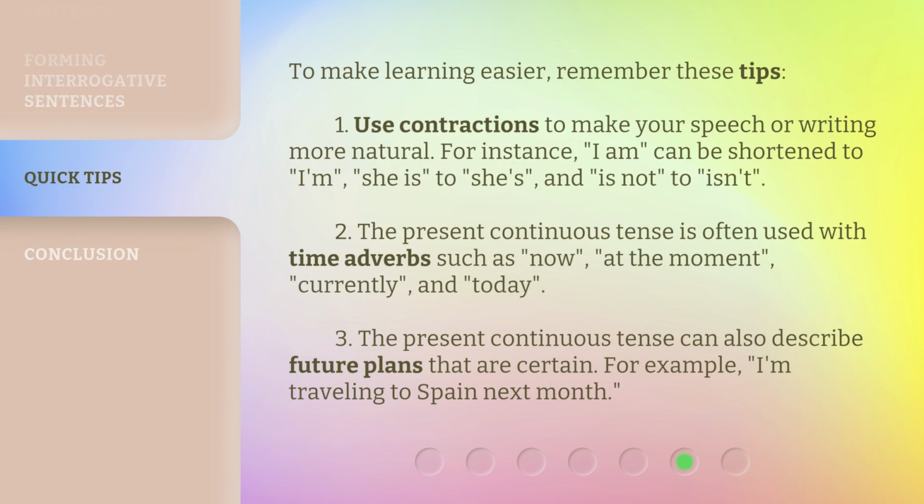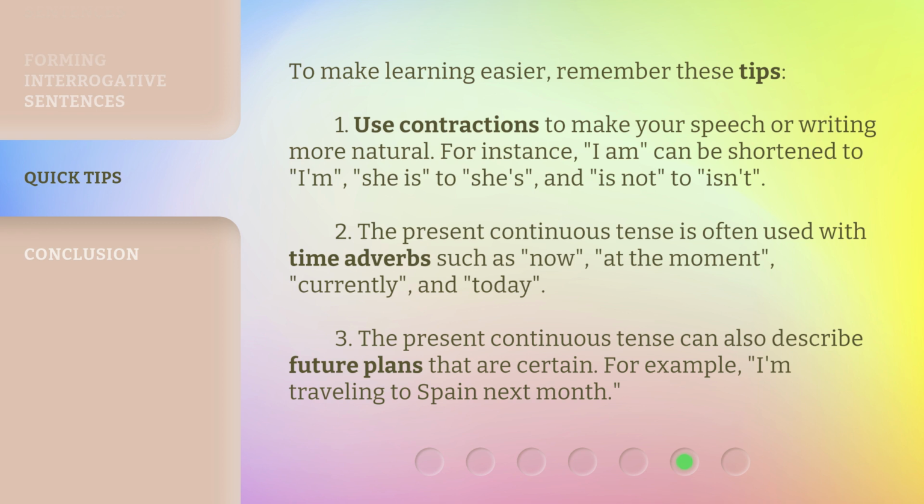To make learning easier, remember these tips. 1. Use contractions to make your speech or writing more natural. For instance, I am can be shortened to I'm, she is to she's, and is not to isn't.